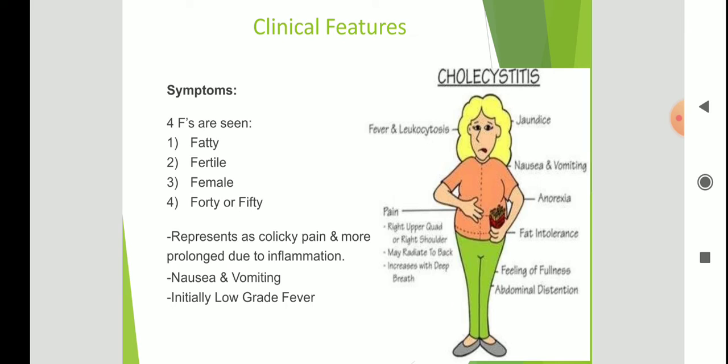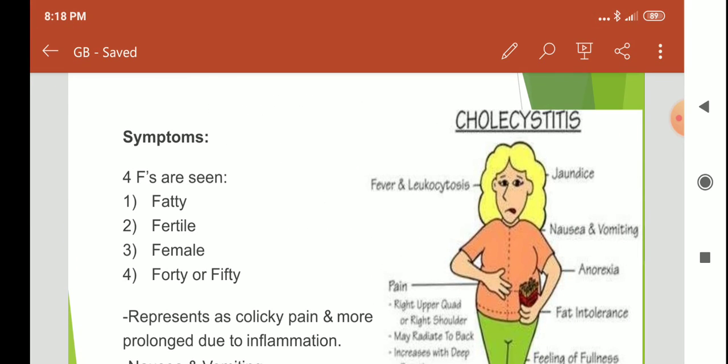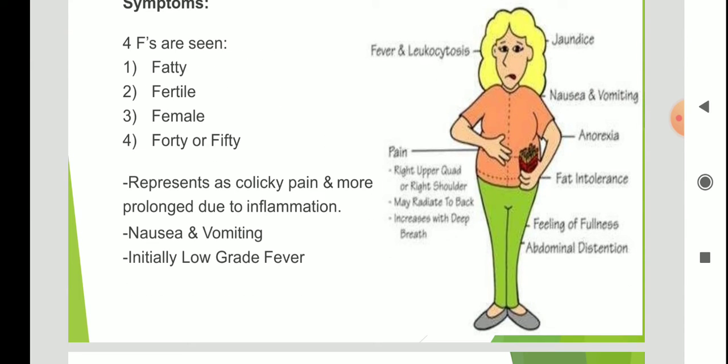It presents as colicky pain, more prolonged due to inflammation, with nausea and vomiting. Initially there will be low grade fever. These are the symptoms you can come across here. There could be jaundice, nausea, anorexia, fat intolerance, feeling of fullness, abdominal distension, all this. So remember the 4 F's. A potential 3 marks question too.